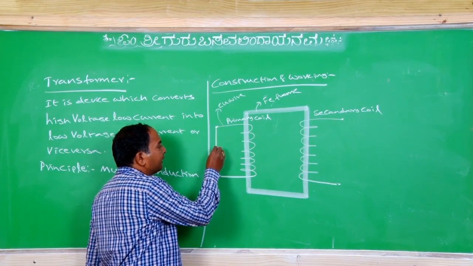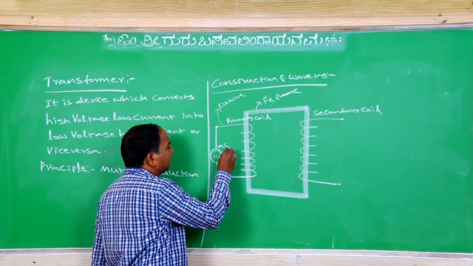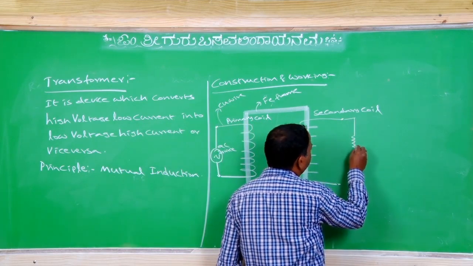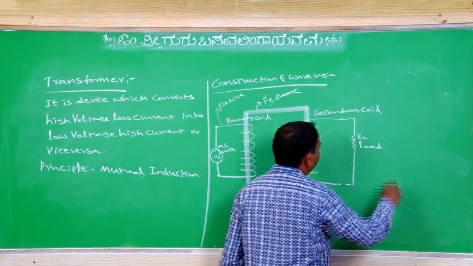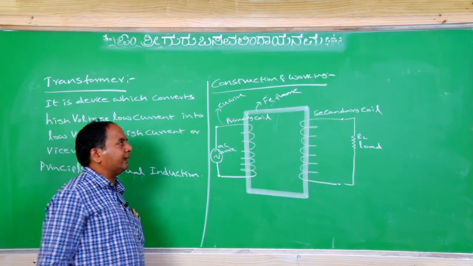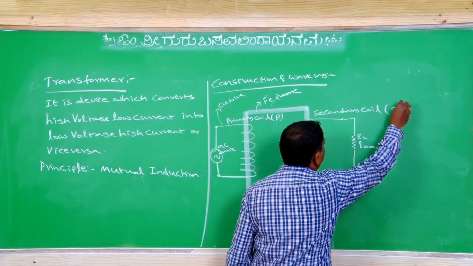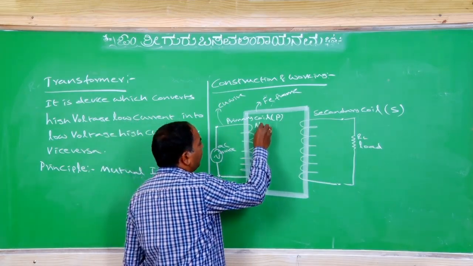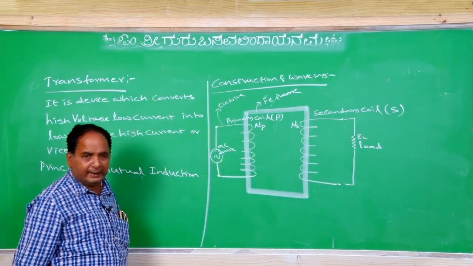Here generally the primary coil is connected to an AC source and the secondary coil is connected to a load. That means where we apply this voltage, that is the load. So like this we should connect. The primary coil I am denoting by P and the secondary coil by S. Suppose the number of turns in the primary coil is denoted NP and the number of turns in the secondary coil is NS.